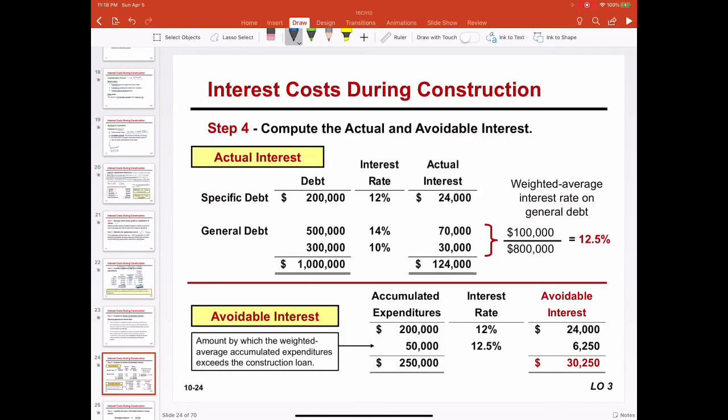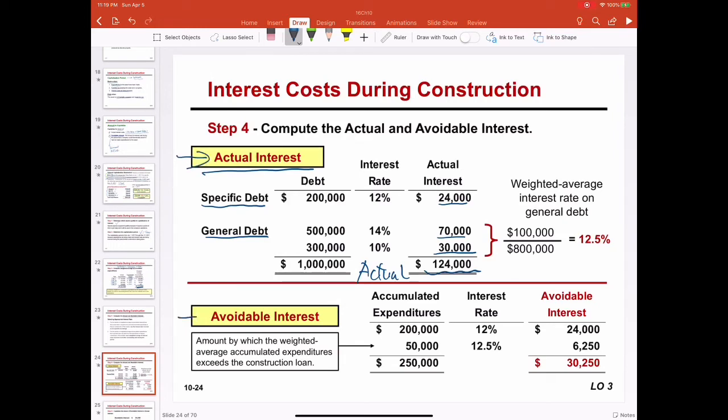First, the actual interest cost. There are 3 debts. One is specific debt for the equipment. The other 2 are general debt. Because the capitalization period is 1 year, this is very simple. We just use the principal multiplied by the annual interest rate for each debt. We can get the interest cost for each debt. Total actual interest cost is 124,000. So that's the actual interest.